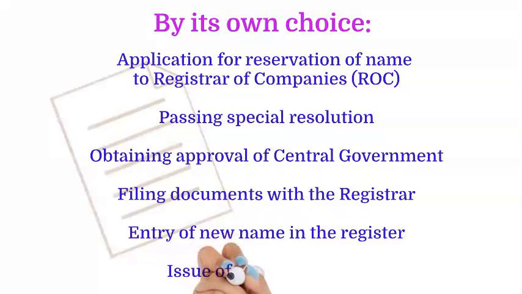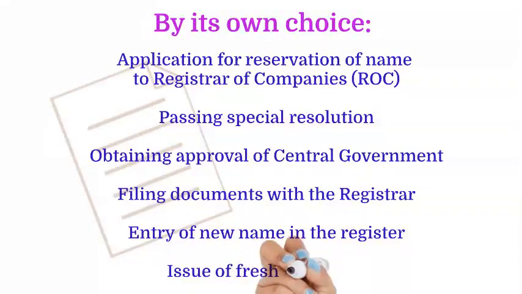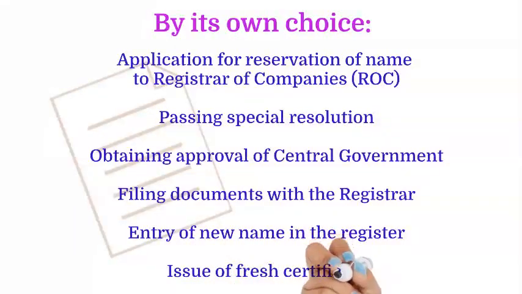After passing the special resolution, the approval of the central government is required to be obtained in writing. Then the company shall file with the registrar a copy of the special resolution passed by the company and the approval of the central government obtained for the change in the name of the company.